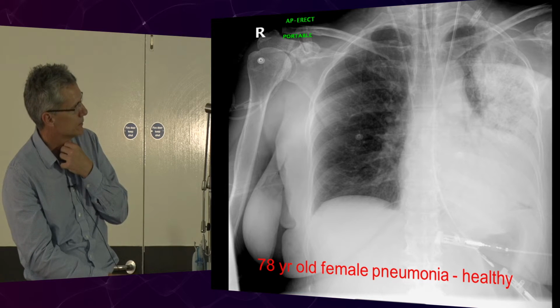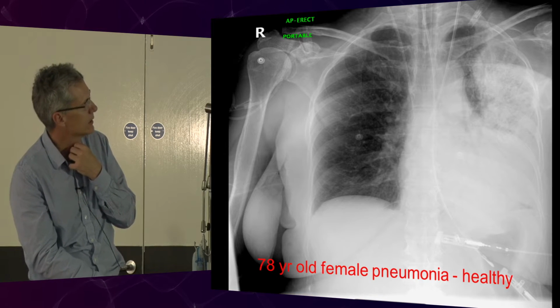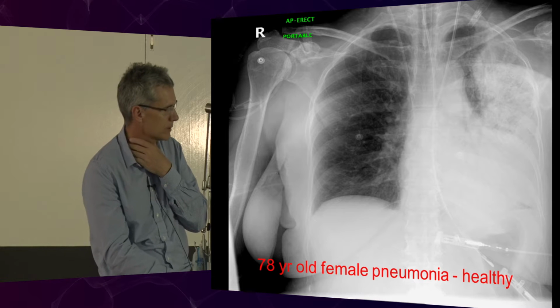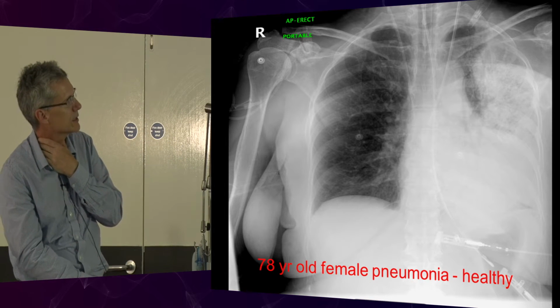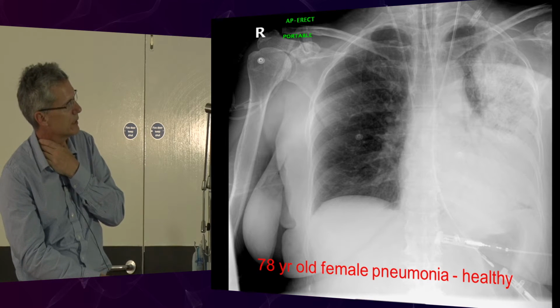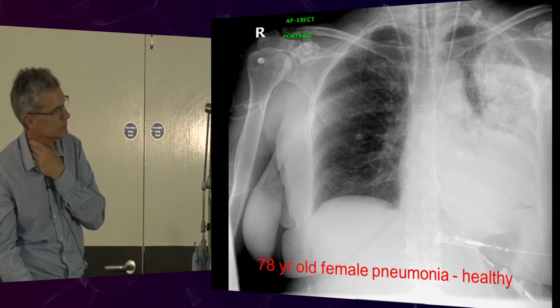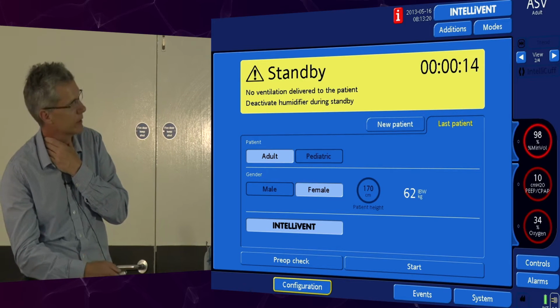So, this is the same lady I had last week. So, 78-year-old female, she's previously healthy, couple of grandkids, I think just on AdCal, presented with breathing difficulties. How are we going to put her on the ventilator?